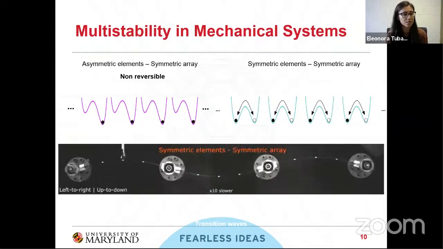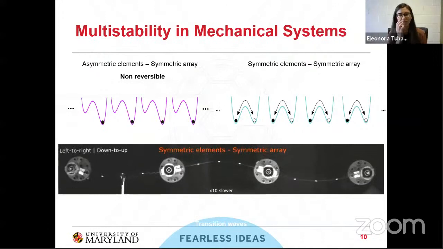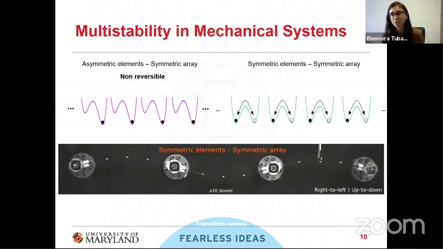Now, what if we use this as a building block and we allow multiple elements, one after the other, to be connected and react to the signal? What we are seeing is that by actuating one element, we are transmitting the signal in the change from left to right, up to down, but also from right to left, down to up.